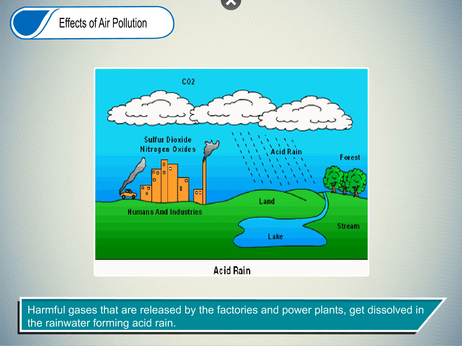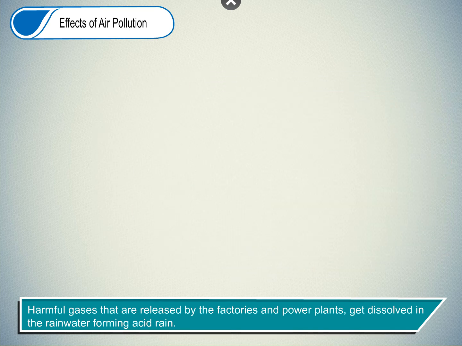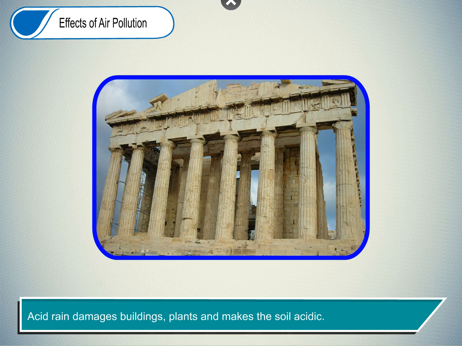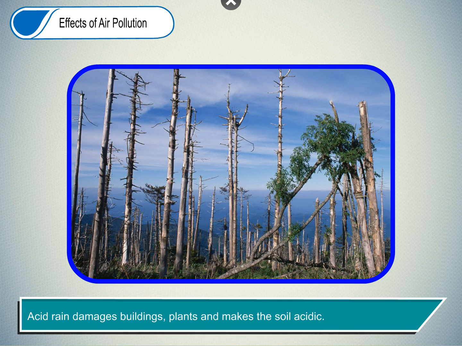Harmful gases that are released by the factories and power plants get dissolved in the rainwater, forming acid rain. Acid rain damages buildings, plants, and makes the soil acidic.